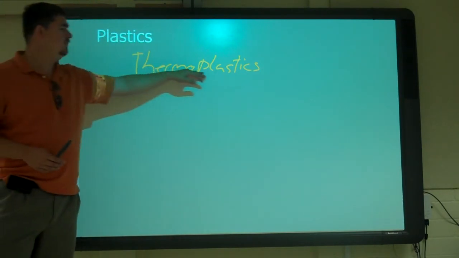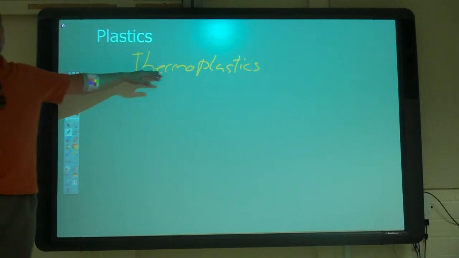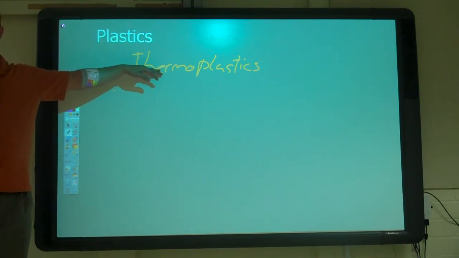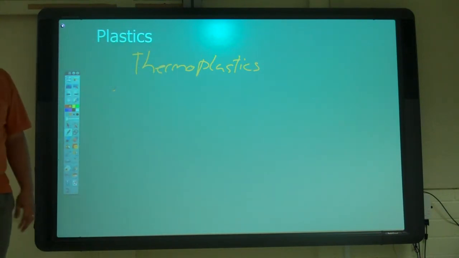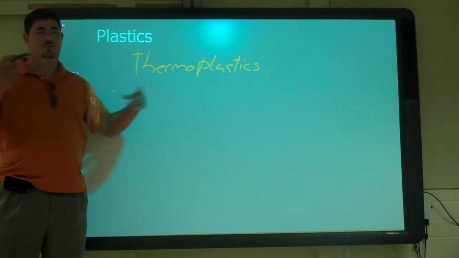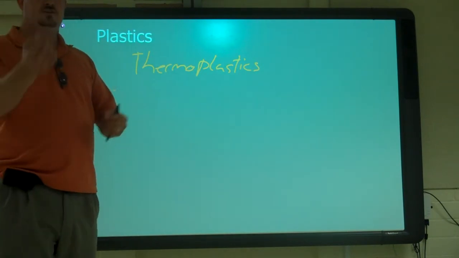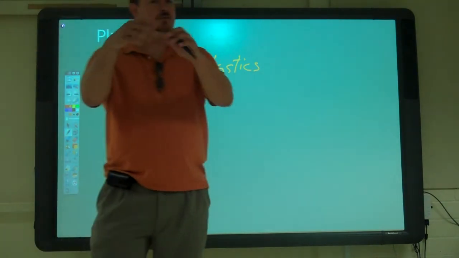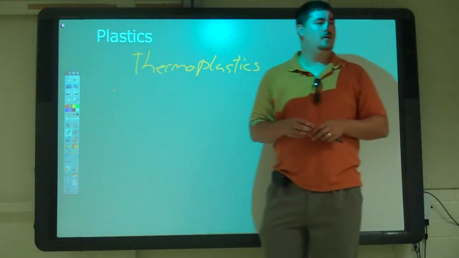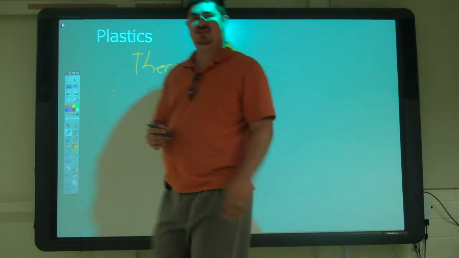So what does thermoplastic mean? What does thermo mean? Heat, temperature. Plastics are something that's formed with heat. Yeah, it's plastics that you can reshape when you heat them up. So the thermoplastic, you can melt it, reshape it, melt it again, reshape it, like that. Then we also have another kind that's called a thermoset.